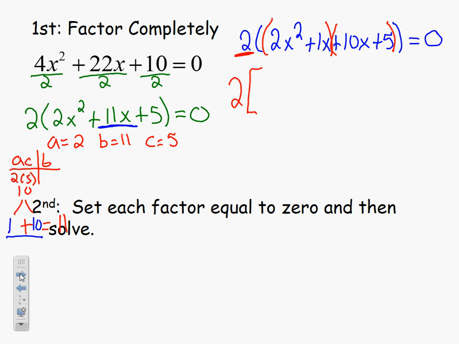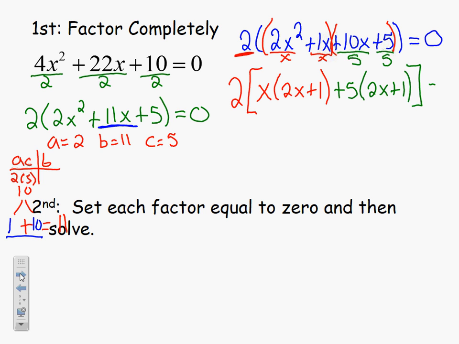I'm going to make a little bracket so it doesn't get as confusing. What I can take out of my first group is just x. So I have x out in front, and I'm left with 2x plus 1. In my second set, I can take out a positive 5 out of both of these, so I have plus 5. I'm left with 2x plus 1, and it still equals 0.